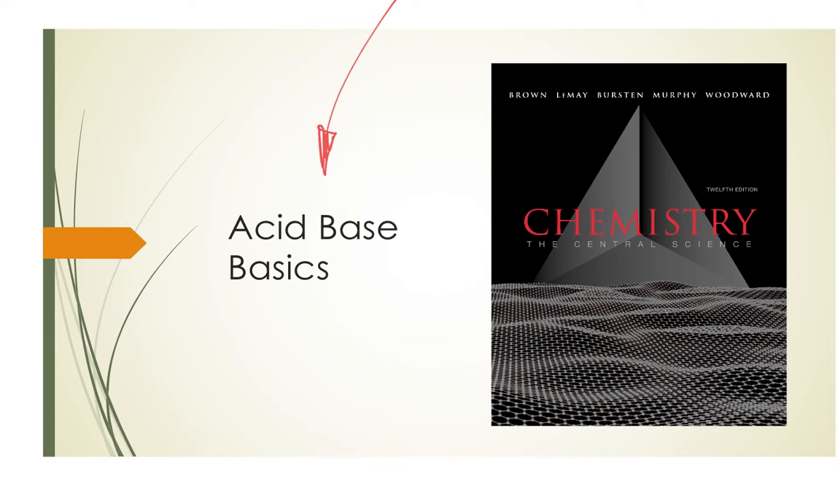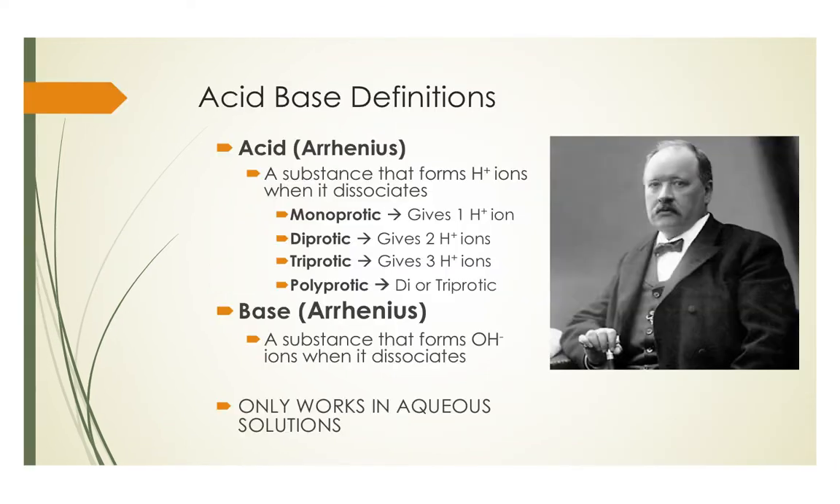If we go way back in time to where acid and base chemistry first started, the first definitions of what's an acid and what's a base came from Arrhenius, the same guy that did the Arrhenius equation, which really has nothing to do with this, but this was some of his other work. An Arrhenius acid is a substance that forms hydrogen ions when it dissolves, or when it dissociates.